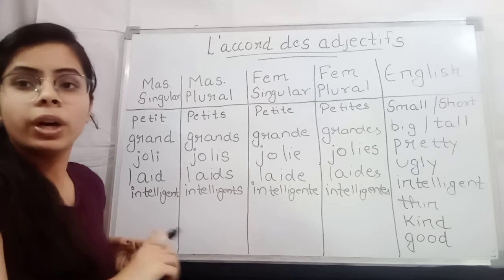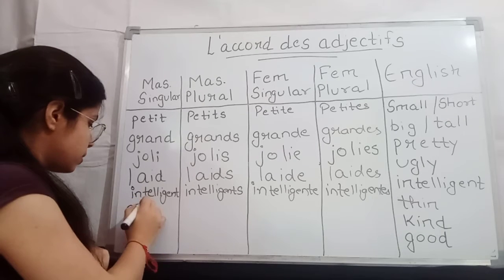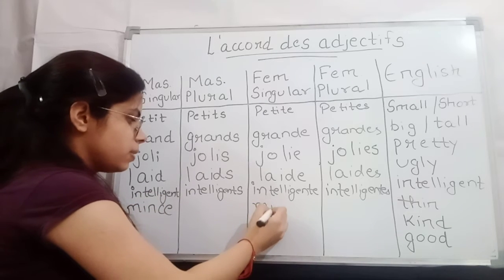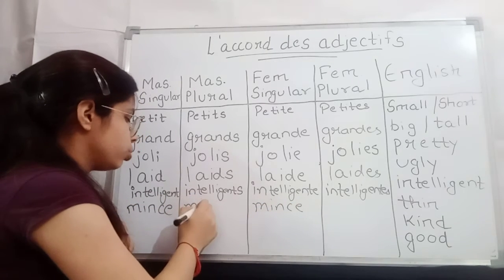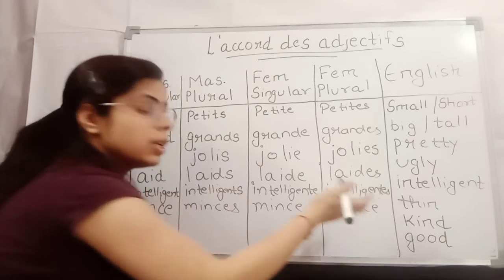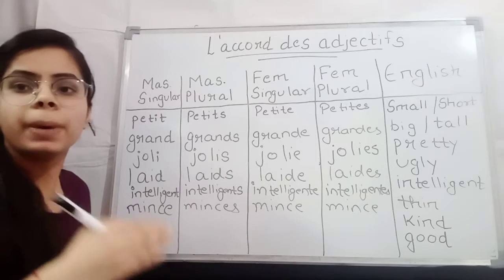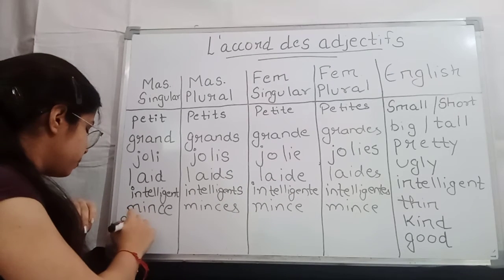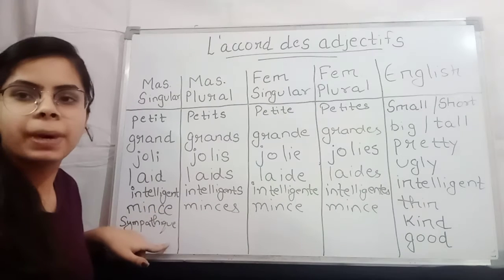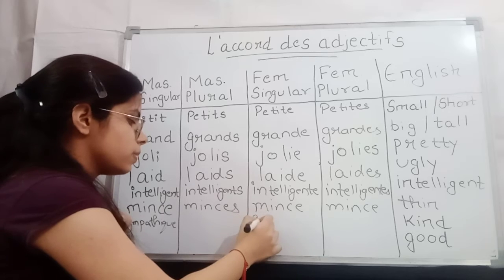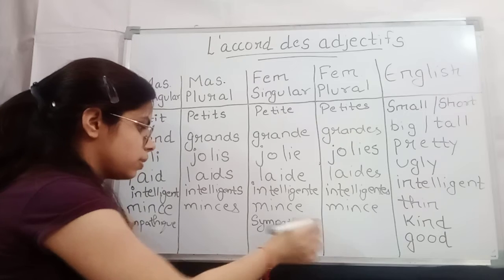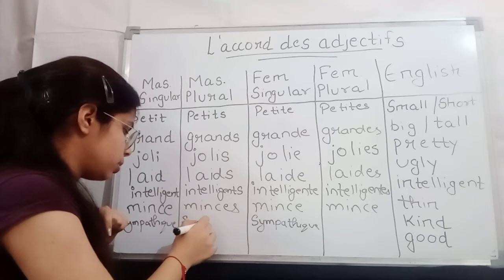For thin, the word is mince. This is same for feminine also, mince. And for plural, we just have to add an s. For kind, the word is sympathique. For feminine also, this is same, and for plural, we just have to add an s.